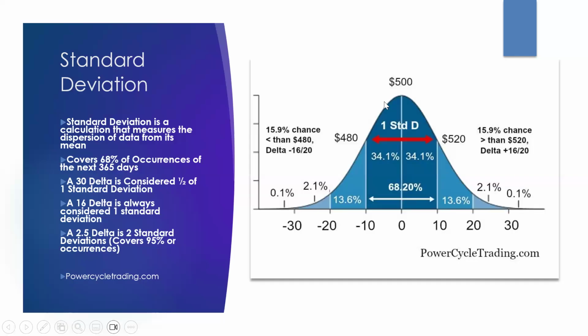So you can see here on our bell curve, our particular stock that we're looking at right here is trading at $500. So you have a 68.2% chance that the stock could either go to 520 or 480. That is going to be your one standard deviation. Below 480, you have a 15.9% chance that the stock is going to do that. Now, above 520, you have the same exact chance, 15.9%.